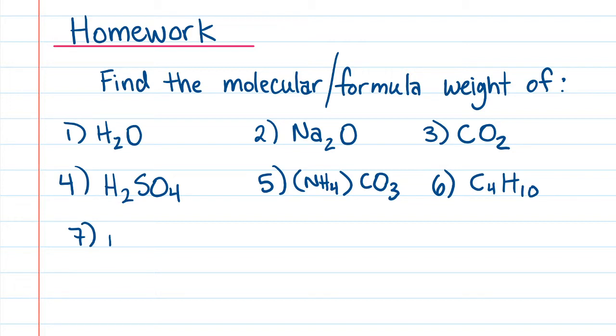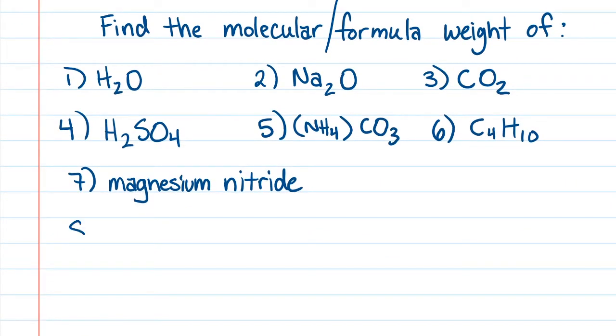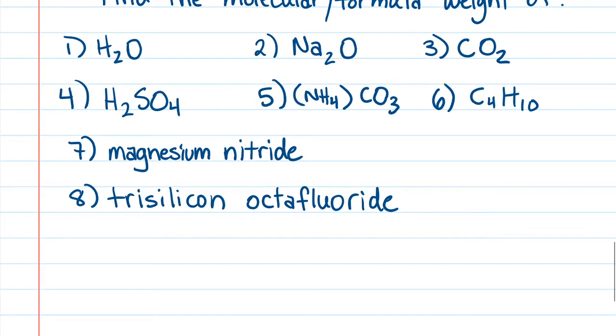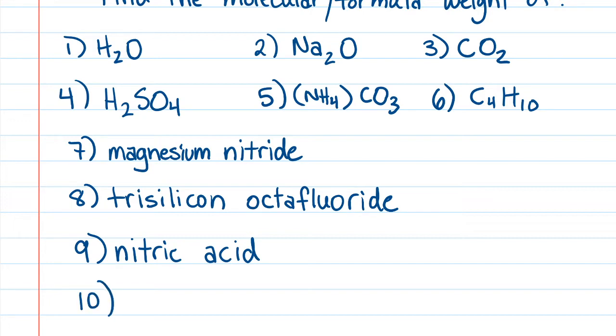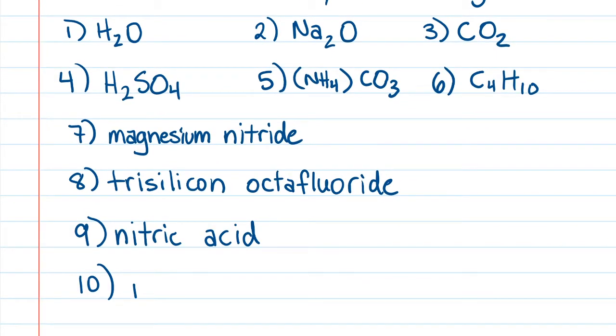And then we'll say magnesium nitride. Trisilicon octafluoride. And then let's say nitric acid. And let's do another nitrate, maybe with a metal. Give me a metal. Somebody said iron. Oh, and iron is multivalent, so somebody give me, we want 2 or 3? 3 it is. Nitrate.